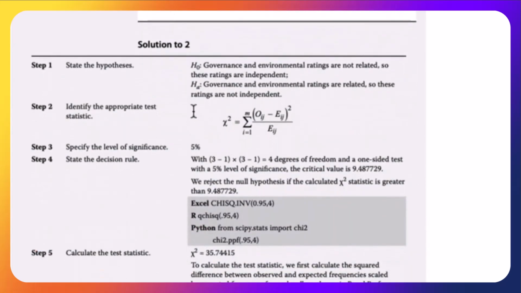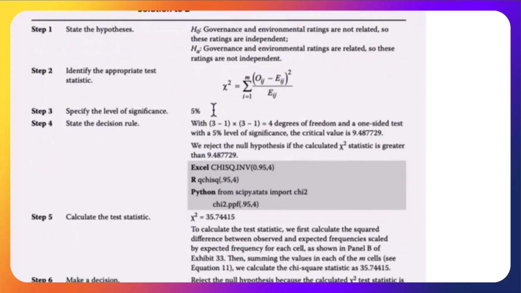So let's go through the formal process here. State the hypotheses. The null is that they are independent. Governance and environmental ratings are not related, so these ratings are independent. I don't think you have to say they're not related. I think it's just enough to state that the two ratings are independent versus the alternative, they are not independent. Identify the appropriate test statistic. It's a chi-square test statistic of this form. State the level of significance, 5%.